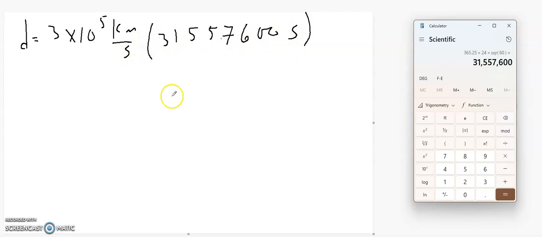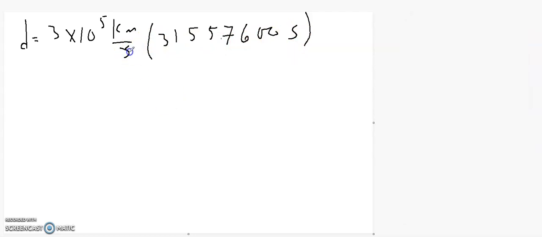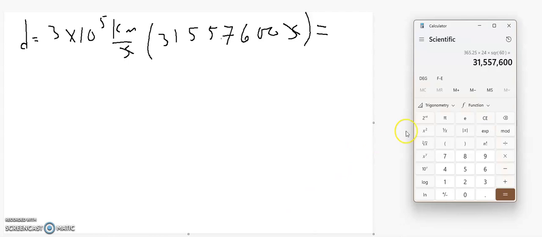And of course, the seconds cancel. And so that'll give us a distance. When we multiply 3 times 10 to the 5th times the number, 31 million something seconds, we're going to get an answer in kilometers, right? Because that's the only unit that's left. All right, so here, let me flash this calculator again. It keeps going away. Okay, so see, it's already here in my calculator, and so I'm just going to multiply that times 3 times 10 to the fifth.